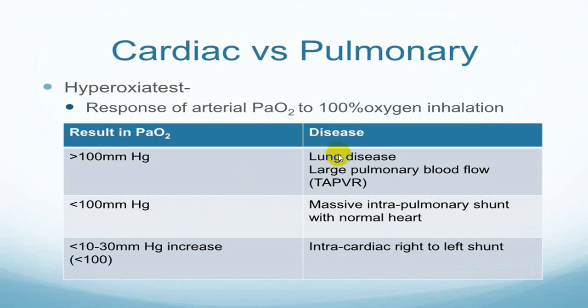In these conditions, it will be helpful: lung disorders, transposition, total anomalous pulmonary venous drainage, then intrapulmonary shunts, and intracardiac right to left shunts. In these conditions, oxygen therapy will be beneficial.